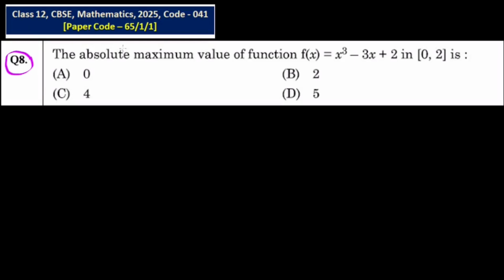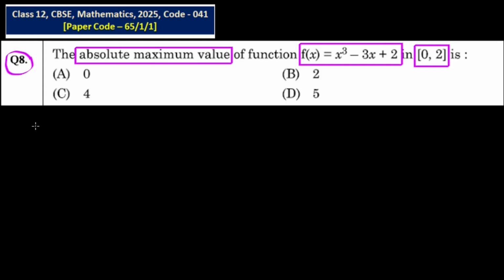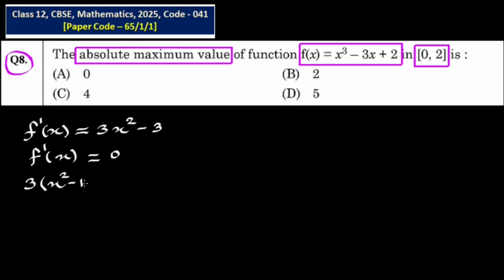Question 8. We have to find the absolute maximum value of the function x cube minus 3x plus 2 in the closed interval 0 to 2. First, we find f dash x, which is 3x square minus 3. Next, we find critical points by equating f dash x to 0. So 3x square minus 3 is 0, x square minus 1 is 0, x is plus minus 1. We will take only plus 1 because minus 1 does not lie in this closed interval 0 to 2.